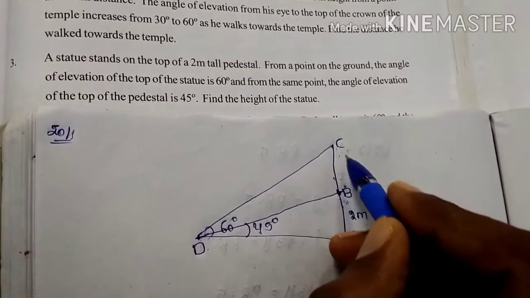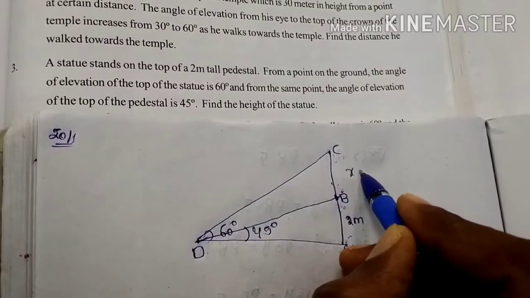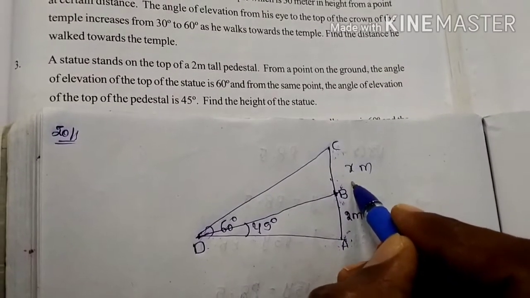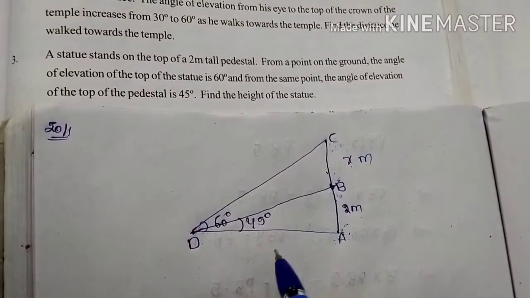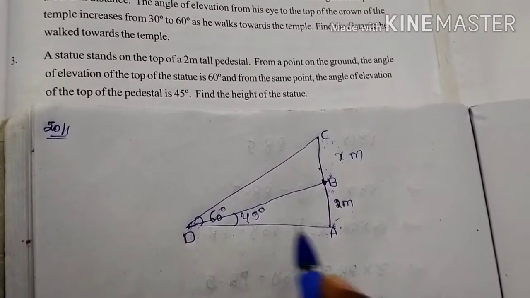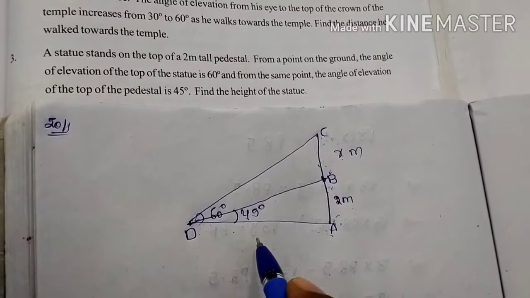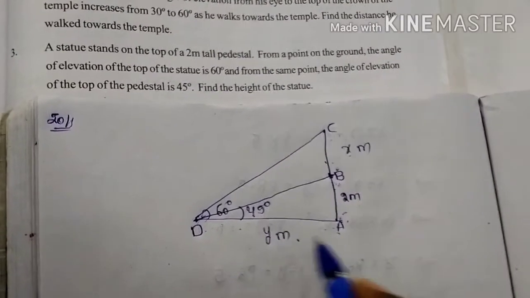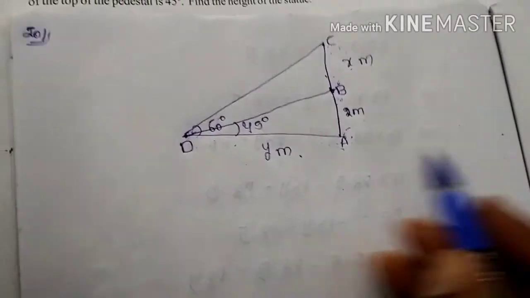What they are asking: find the height of the statue. Height of the statue is BC or not? Next, you can consider the height of the statue as X meters. Yes or no? Yes. For example, the distance between the point and the pedestal, I am taking as Y meters. Now you can draw.